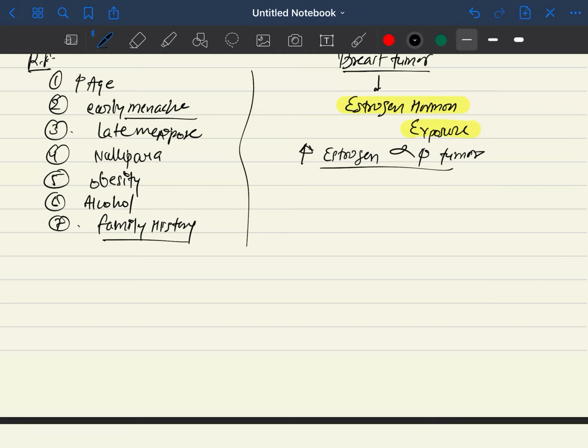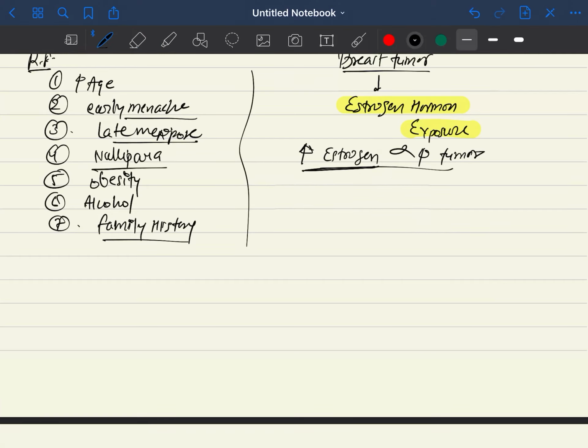Early menarche means if a girl starts menstruating before 14, 13, 12 years old, so she starts menstruating early, there is more time for her to express estrogen. Also in late menopause, like if a woman gets menopause at 50 years old, there are at least 10 more years she is exposed to estrogen.